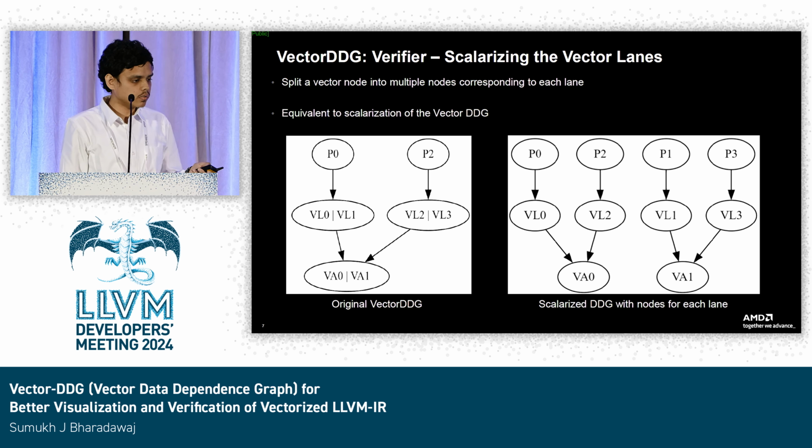So for example, consider the first vector load where it has two lanes, VL0 and VL1. This is going to be split as individual nodes of their own, which can be seen in the second image, and so on. So the same procedure is followed for all the vector instructions that are present in our graph, and we result in a scalarized DDG, which can be used for a one-to-one comparison with the original scalar DDG.